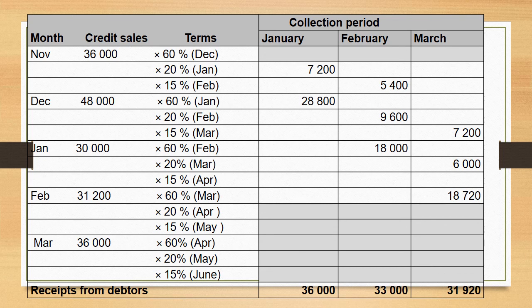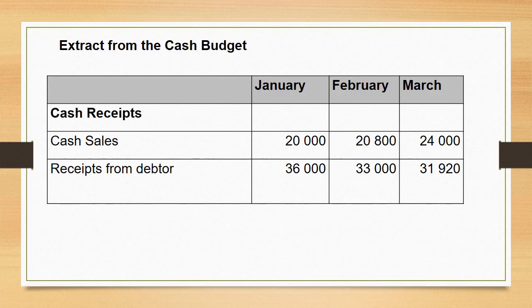Then when you are done with them, you're going to transfer the totals to a cash budget. Remember those cash sales that you calculated. You're going to take them and put them under cash receipts, under cash sales. Where it says cash sales, that's where you're going to put the cash sales that you calculated. And then receipts from debtors: these are the totals that you took from the debtors collection schedule, and you're going to place them here.